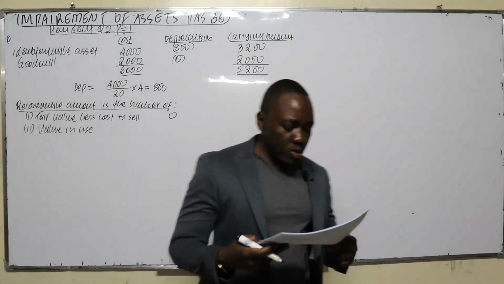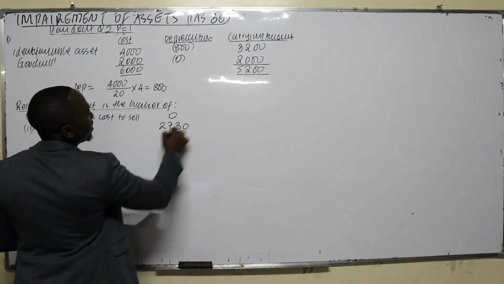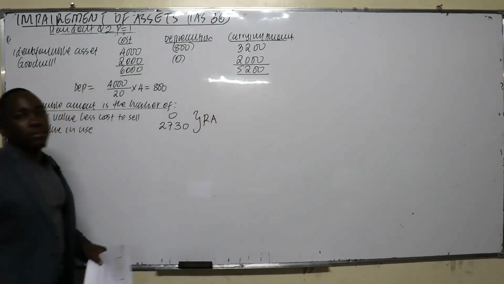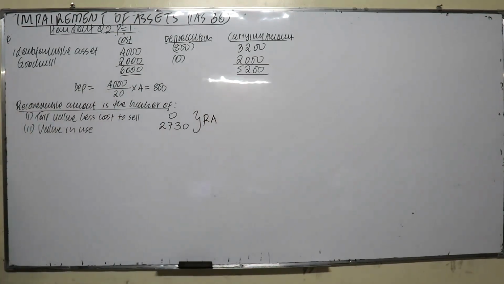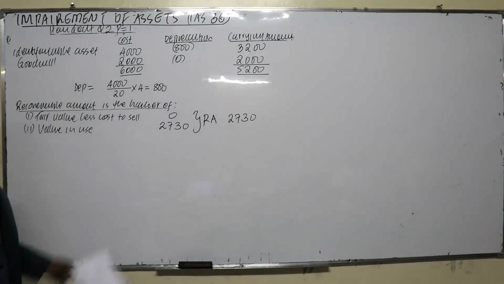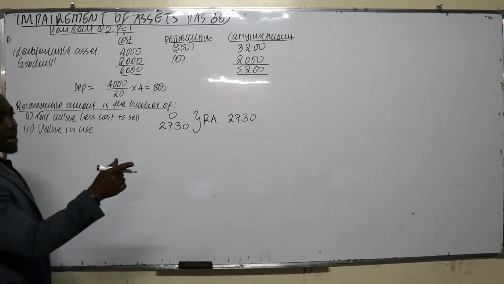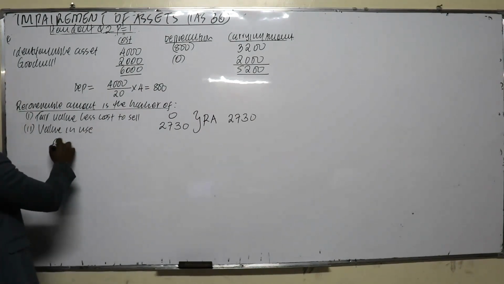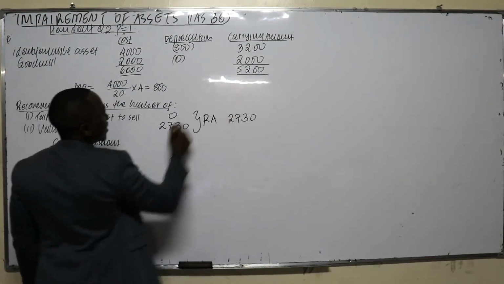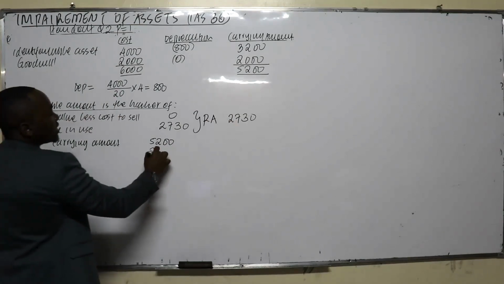Then after that, the value in use is calculated at 2,730. So we're given the value in use, 2,730. Now let's get the recoverable amount. How much is the recoverable amount? 2,730, the higher of. So therefore you can identify the impairment loss. How do you get the impairment loss? An asset is said to be impaired if the carrying amount exceeds the recoverable amount. The carrying amount at the date of assessment was 5,200. But as of now, the maximum you can recover is 2,730.